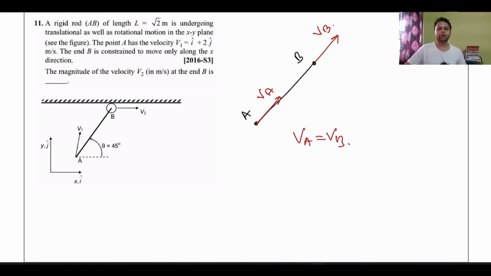And why so? Because the rod is rigid, so the rod cannot elongate or contract, right? So if the velocities are different, the rod will either elongate if VB is greater than VA, or the rod will contract if VB is smaller than VA. So that is not possible. So VA has to be equal to VB. So this is the concept that will be used in this question.